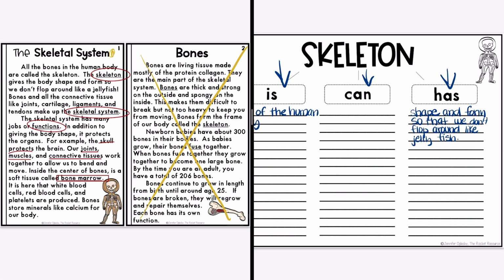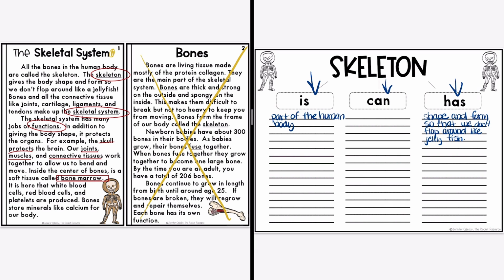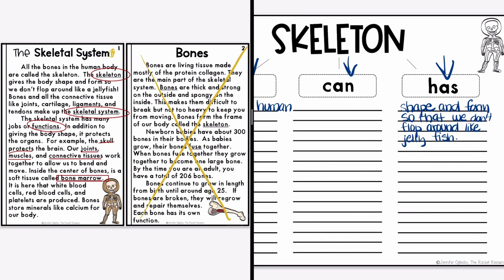All right, so the next sentence says, bones and all the connective tissue like joints, cartilage, ligaments, and tendons make up the skeletal system. So, let's see, the skeletal system, okay. Bones and all the connective tissue like joints, cartilage, ligaments, and tendons make up the skeletal system. So, the skeleton is, the skeleton can, the skeleton has, all right, so I'm going to put it under has. Has. Bones.